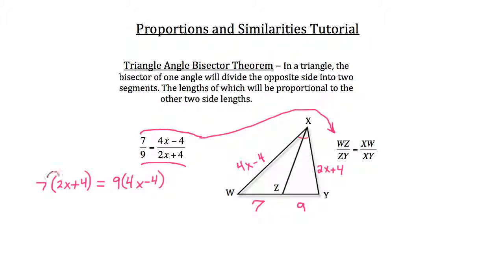So we'll distribute. 7 times 2x is 14x, and 7 times 4 is 28. And on the right, we'll distribute the 9 through. 9 times 4x is 36x, and 9 times a negative 4 is a negative 36. Now we want all of our x's on one side of the equation and all of our numbers on the other. So I'll begin by subtracting 14x from both sides of the equation.